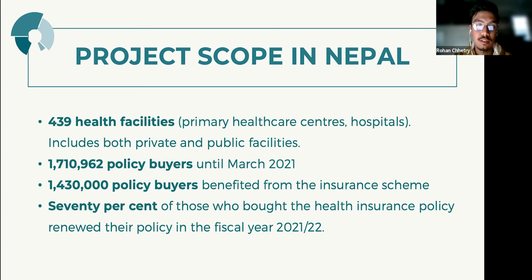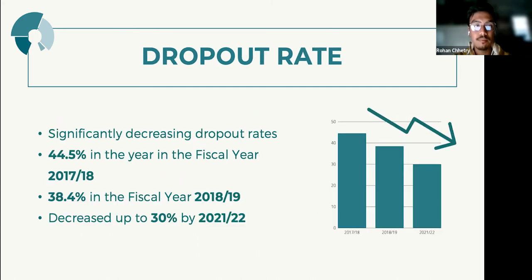439 health facilities, primary healthcare centers, hospitals, including both private and public sectors, have implemented openIMIS. 1,710,962 policy buyers were listed as of March 2021, within which 1,430,000 policy buyers benefited from the insurance scheme. 70% of those buyers renewed the policy in fiscal year 2021 and 22.